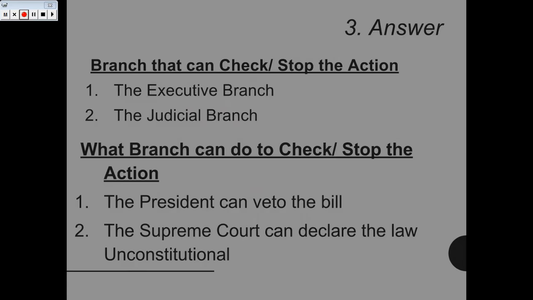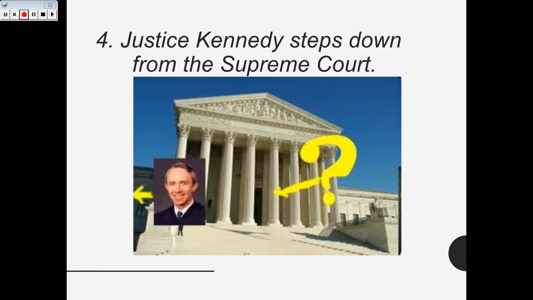All right, moving forward to the next one. Justice Kennedy steps down from the Supreme Court. He's not actually, but let's say he may step down, or someone else may step down, for the sake of argument. So what could be the branches of government that could check or balance this action, and then what's something they could do?